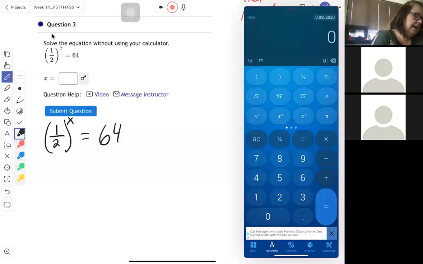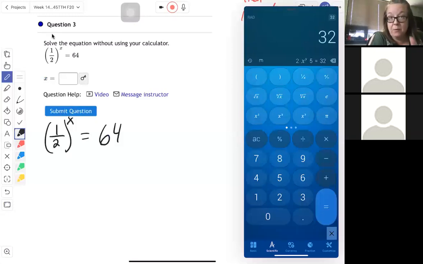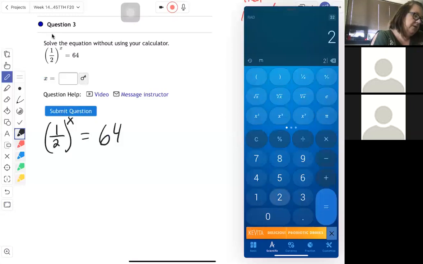So I know it's not squared because 2 squared is 4. It's not going to be cubed. 2 cubed is 8. So 2 to the 4th is probably not going to be it either because it's probably going to be still too small. 2 to the 4th is 16, so that's not it. 2 raised to the 5th power is 32, so that's not it, but we're getting closer. 2 raised to the 6th power is 64.